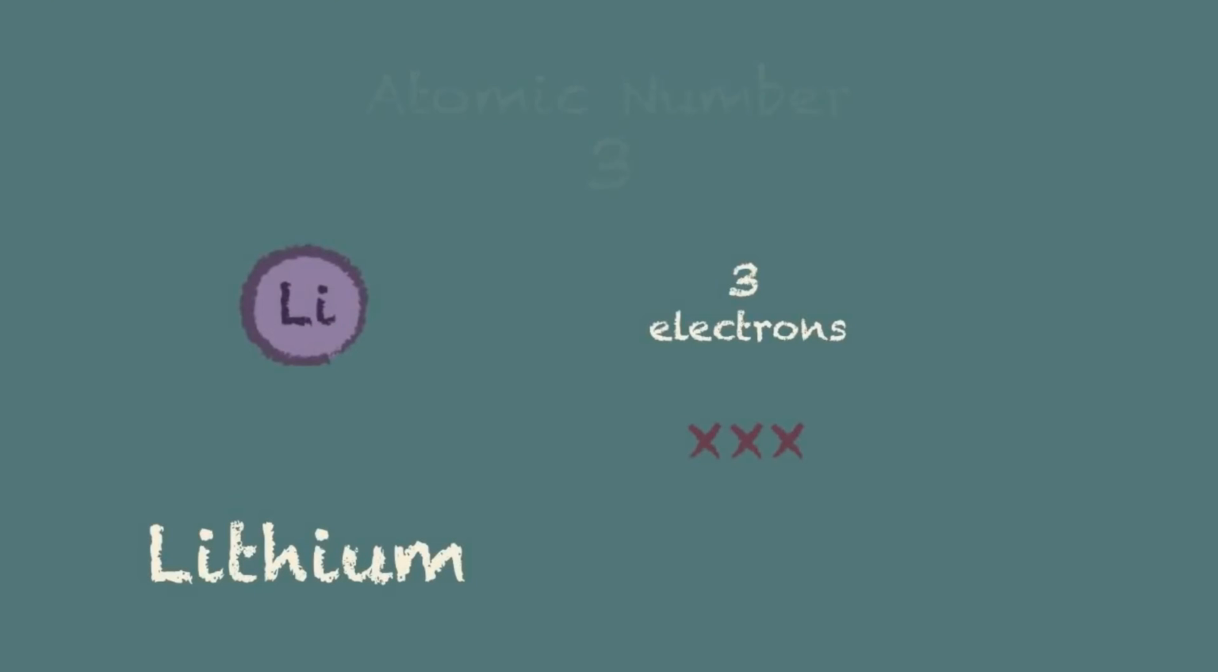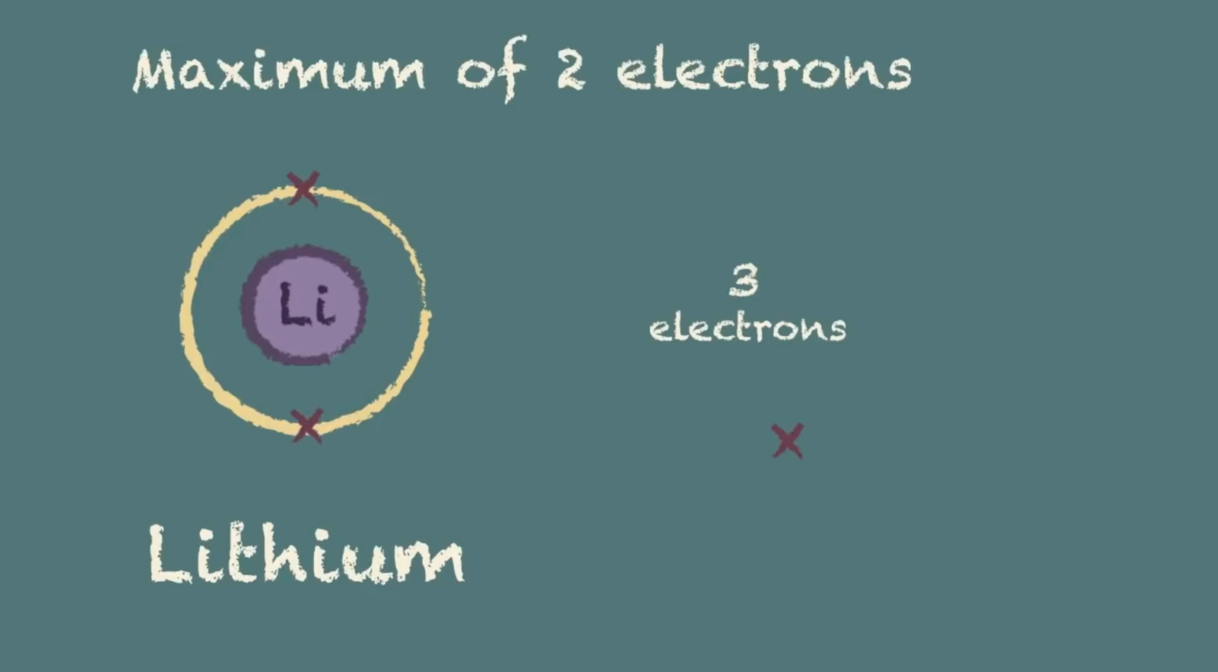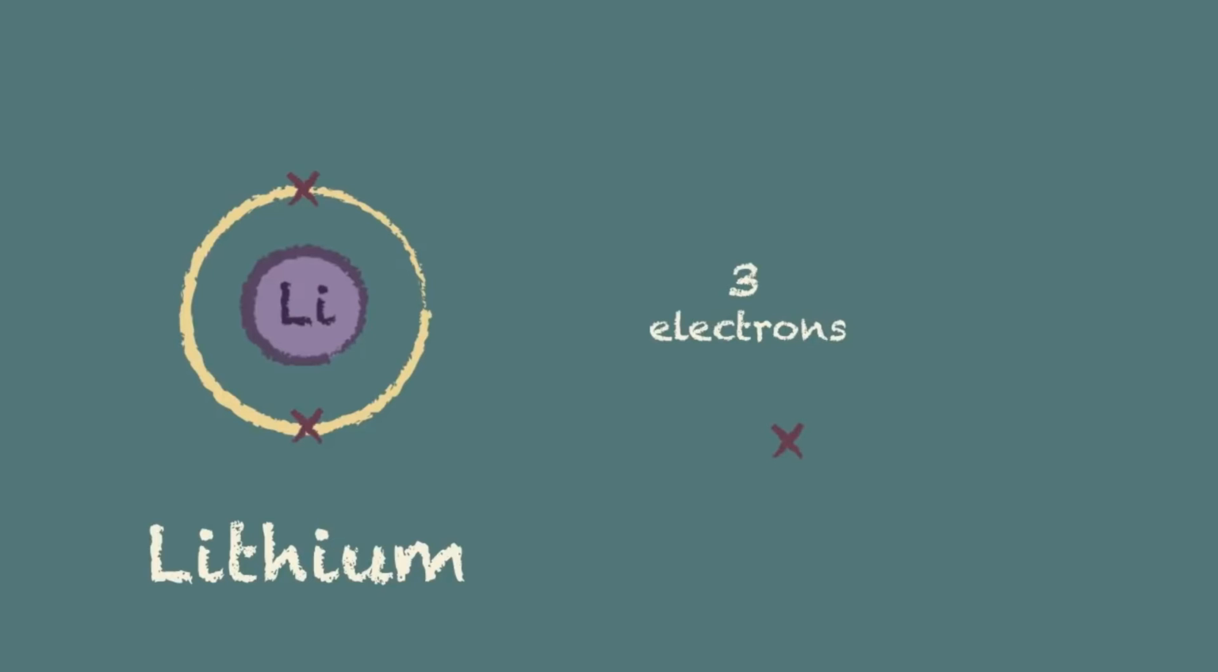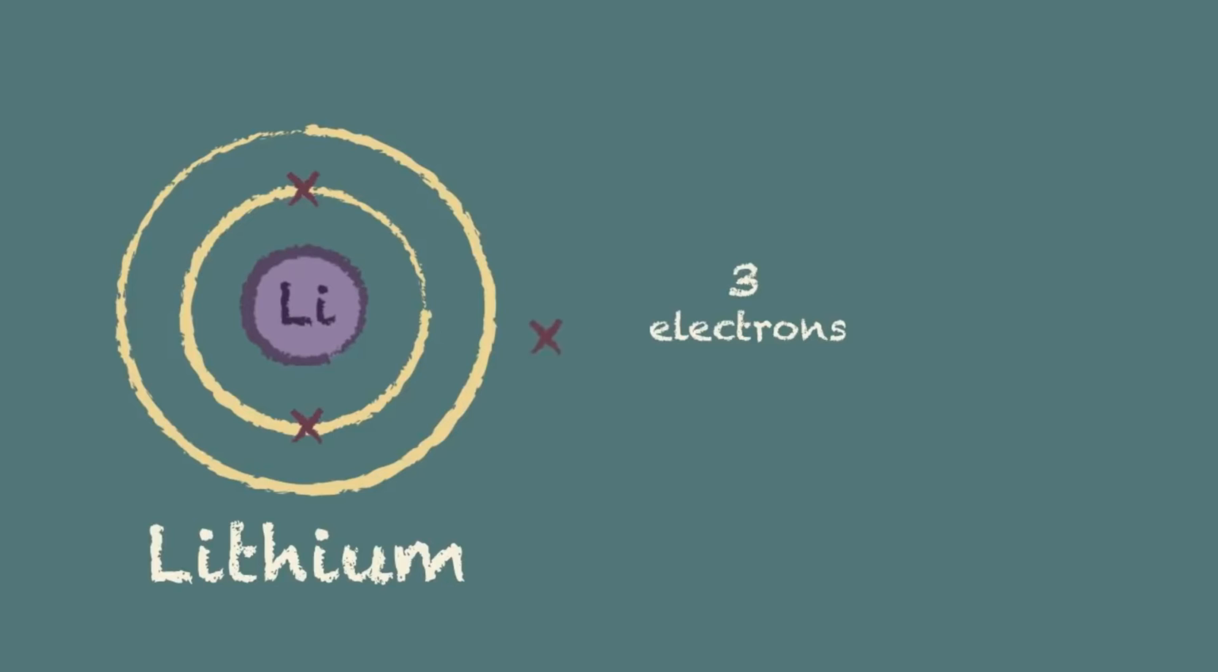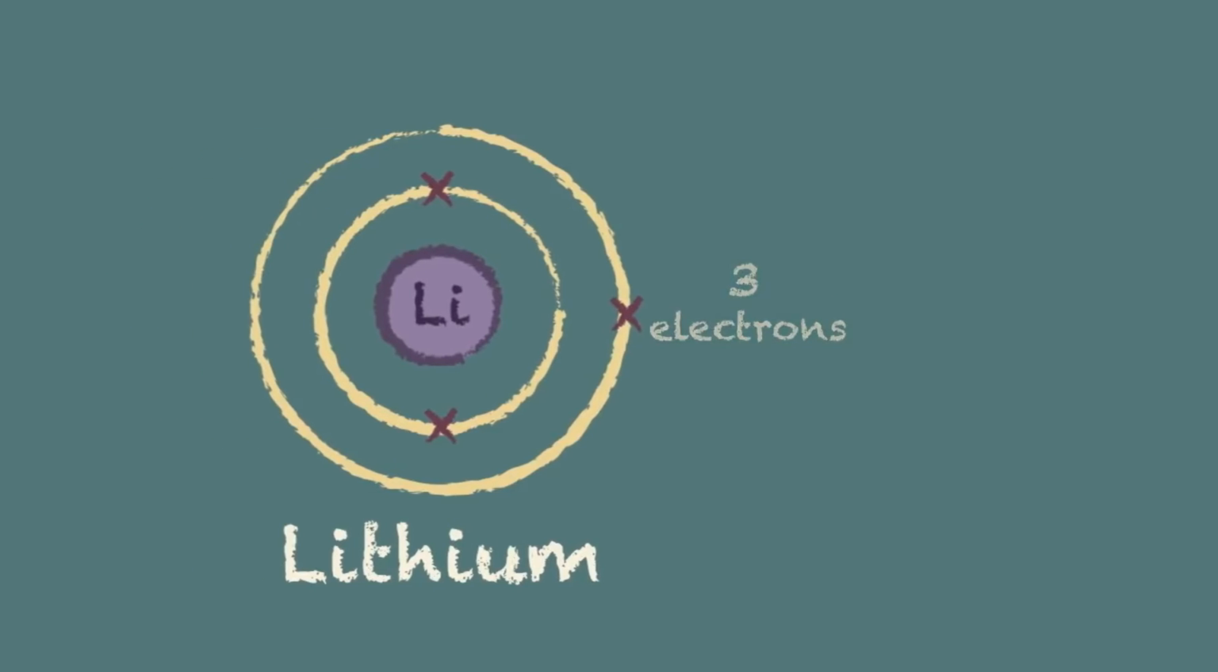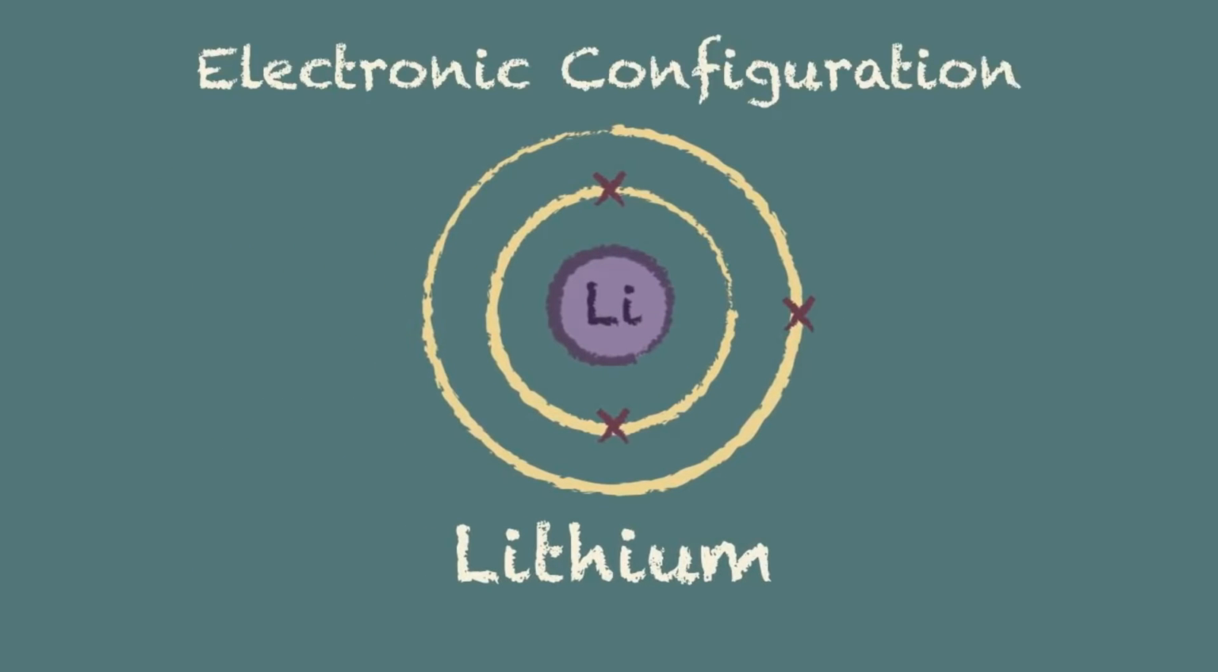So we put the first electron into the first shell, and then the second electron will also occupy the same shell. But as we already know that the first shell can only accommodate a maximum of 2 electrons inside it, so the third and the last electron will go inside the second shell, which we will draw as a larger circle around the first shell. And this completes the overall electronic configuration of a lithium atom.